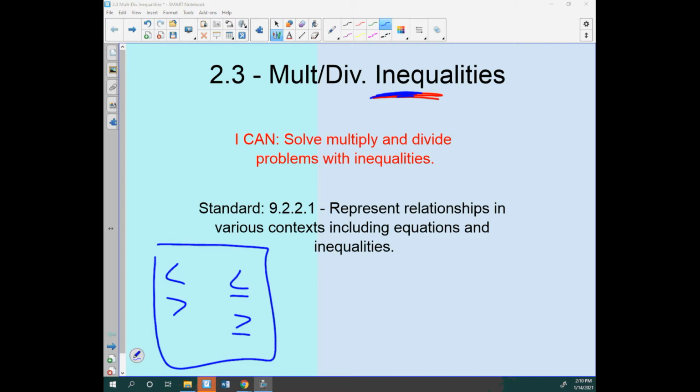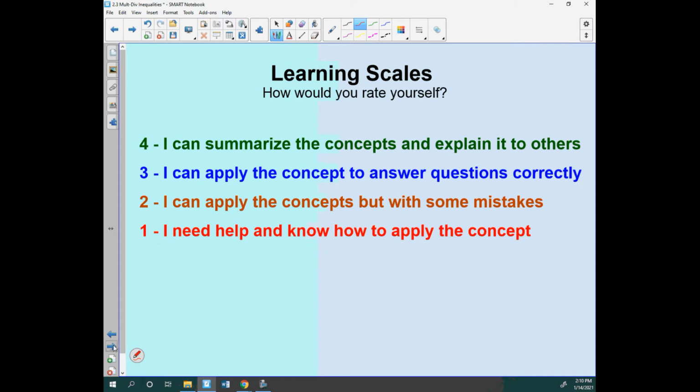Hopefully by the end of today, you'll be able to say, I can solve those pretty good. Multiplying and dividing is our new thing. And then just know that we're covering some math standards in this lesson. So, a little bit of self-reflection is what I like to do, a learning scale. Rate yourself on a 1 to 4 based on your understanding.